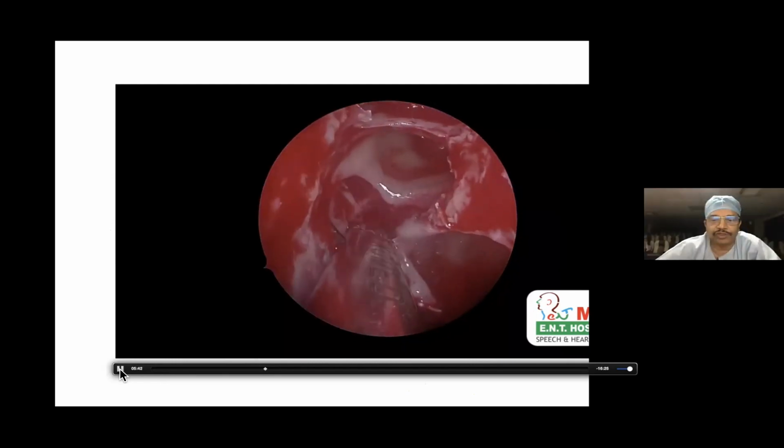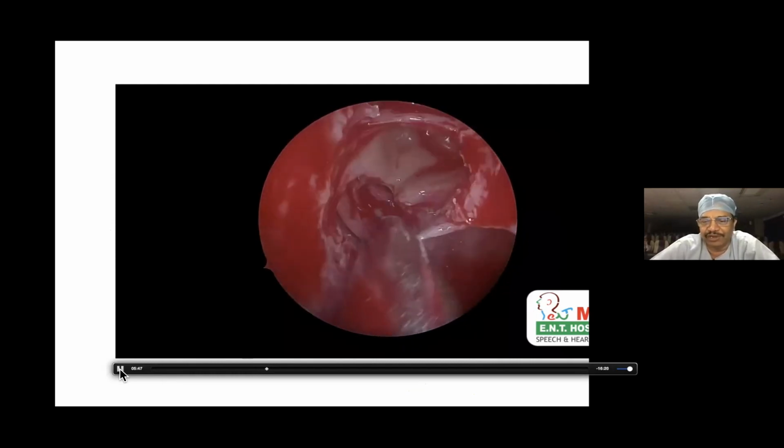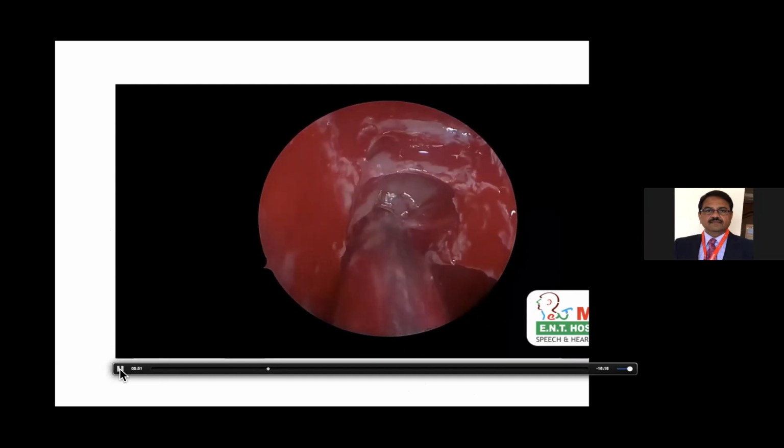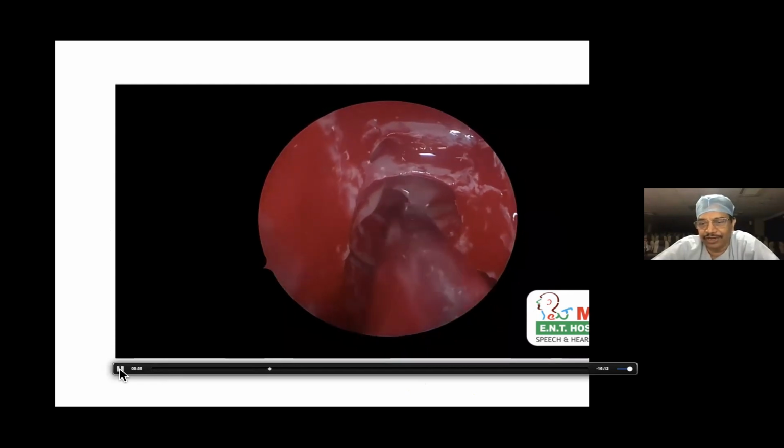So those are the posterior ethmoidal cells. Again, open anteriorly, inferiorly, medially. Do it and come out. Do it and come out.